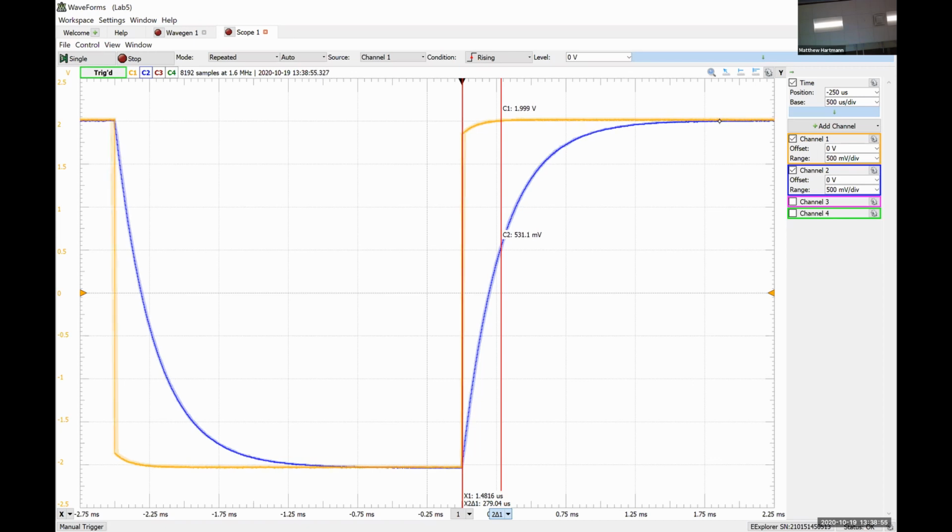So looking at this graph, I've said it just a moment ago, but what is the maximum value that we see on the yellow curve?